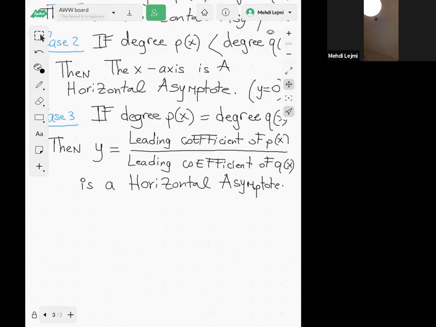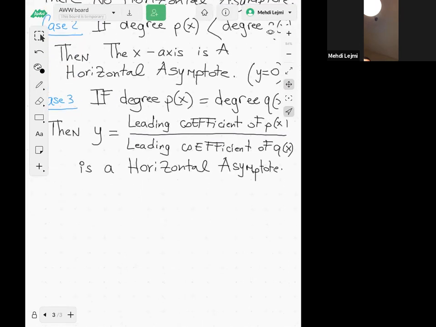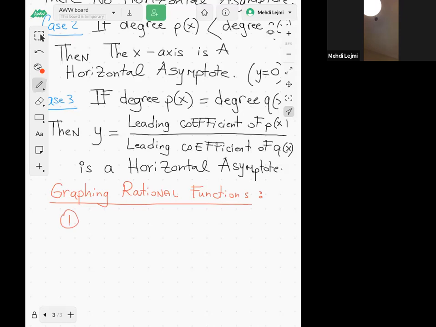So we're going to apply everything that we learned to some examples. Now the big question, of course, the goal of this section, is how to graph rational functions. So we need to find, first of all, the vertical asymptote.